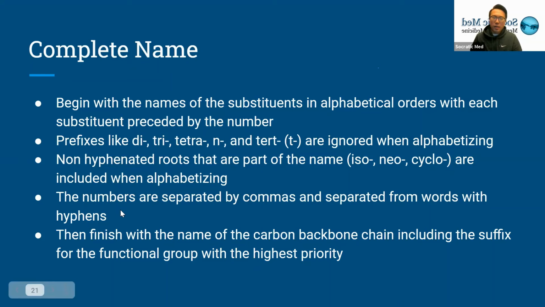And then the numbers of the carbon they're on are separated by commas, and then separated from the substituent name using hyphens. And then next you add the name of the carbon backbone chain, and then you finish off by including the suffix of the functional group with the highest priority. So this is just like the general instructions for figuring out the complete name if you're given a molecule.